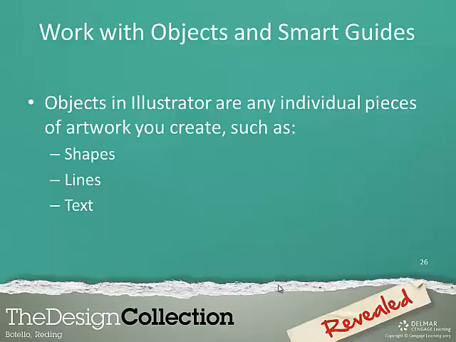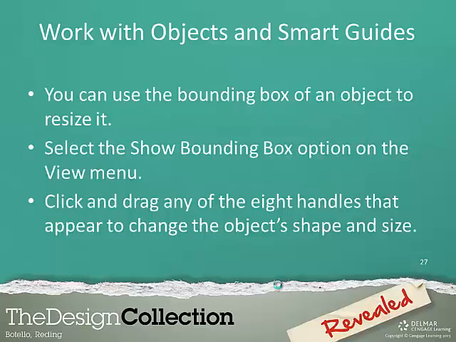Individual pieces of artwork that you create in Illustrator, such as squares, text, or lines, are called objects. All objects you create in Illustrator are composed of paths and anchor points. When you select an object, its paths and anchor points become highlighted. You have many options for changing the size and shape of the object.